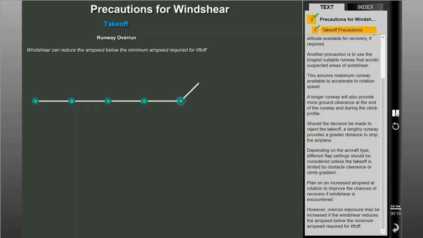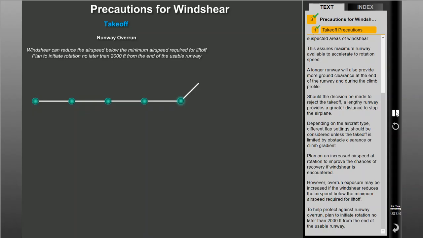However, overrun exposure may be increased if the wind shear reduces the airspeed below the minimum airspeed required for liftoff. To help protect against runway overrun, plan to initiate rotation no later than 2,000 feet from the end of the usable runway.